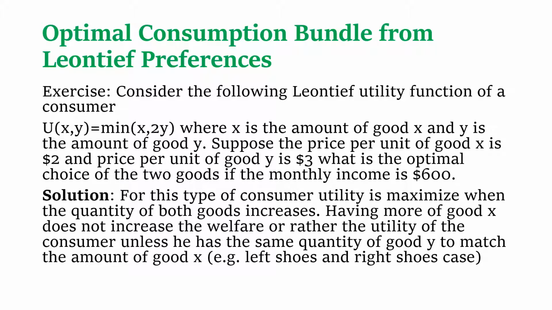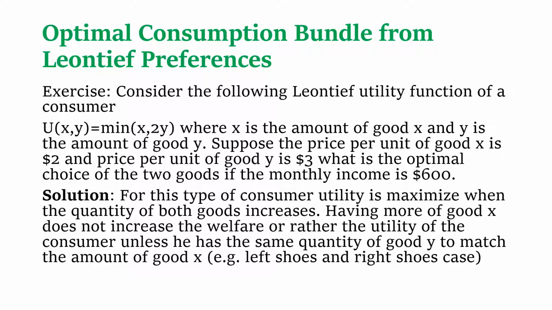Now, let's consider the following Leontief utility function of a consumer. U(X,Y) = min(X, 2Y), where X is the amount of good X and Y is the amount of good Y. Suppose the price per unit of good X is $2 and the price per unit of good Y is $3. What is the optimal choice of the two goods if the monthly income is $600? Now let's have a look at this.